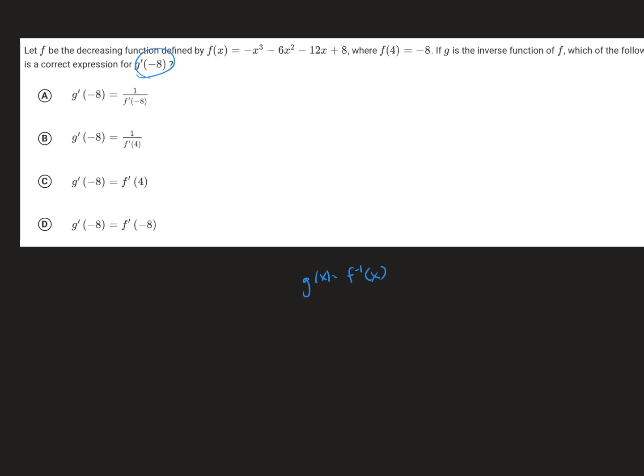So I'm trying to find g prime of -8, which means I need to find g prime first. So g prime, we would use the formula for the derivative of an inverse, which is 1 over f prime of f inverse of x. And we're trying to find g prime of -8, so I'm going to plug in -8 for the x.